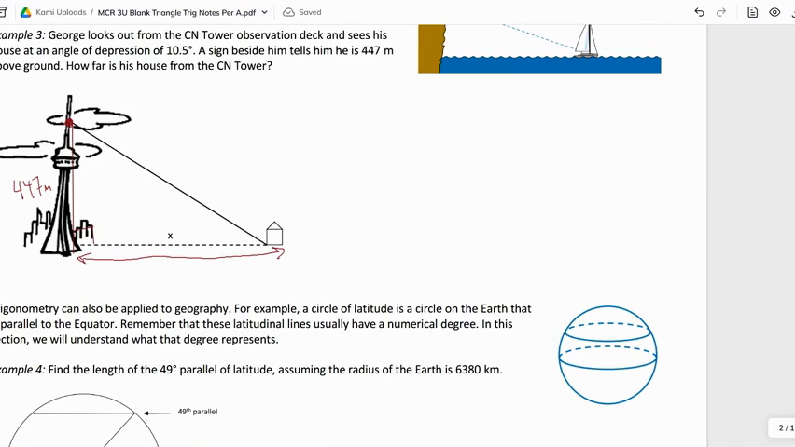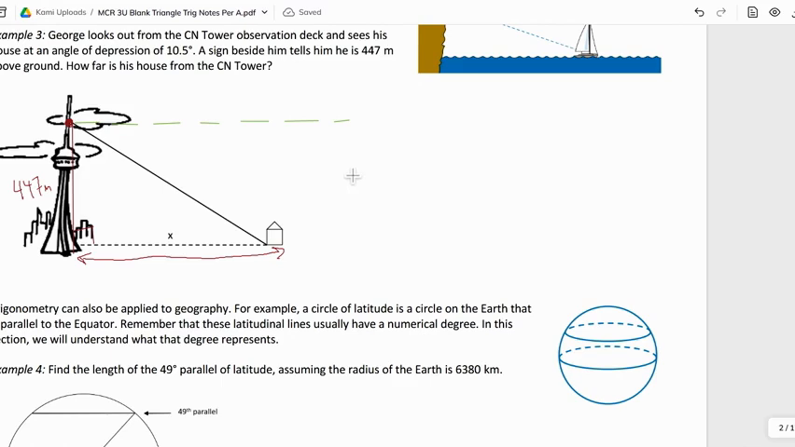So I want you to label that on this diagram. Okay, make a mistake, but try. Where is the angle of depression? Sorry, I said elevation, but I meant depression. Maybe you need to add something to the diagram, like perhaps the horizontal, right? From where George stands, there is a horizontal.